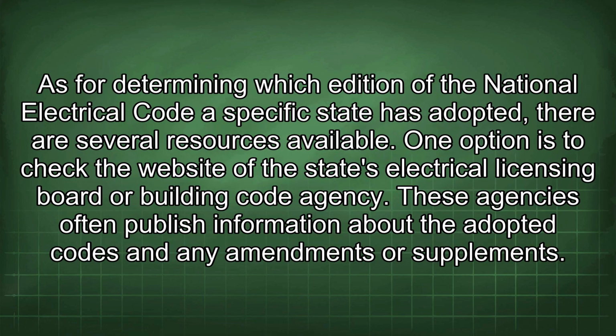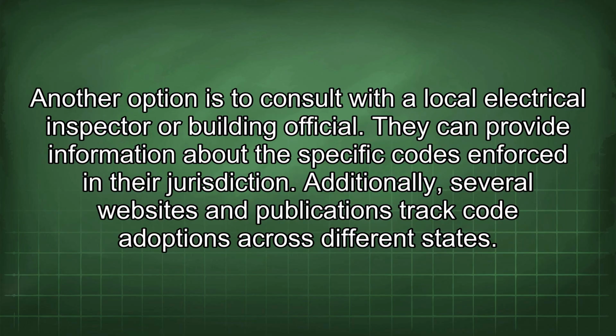As for determining which edition of the National Electrical Code a specific state has adopted, there are several resources available. One option is to check the website of the state's Electrical Licensing Board or Building Code Agency. These agencies often publish information about the adopted codes and any amendments or supplements. Another option is to consult with a local electrical inspector or building official. They can provide information about the specific codes enforced in their jurisdiction.